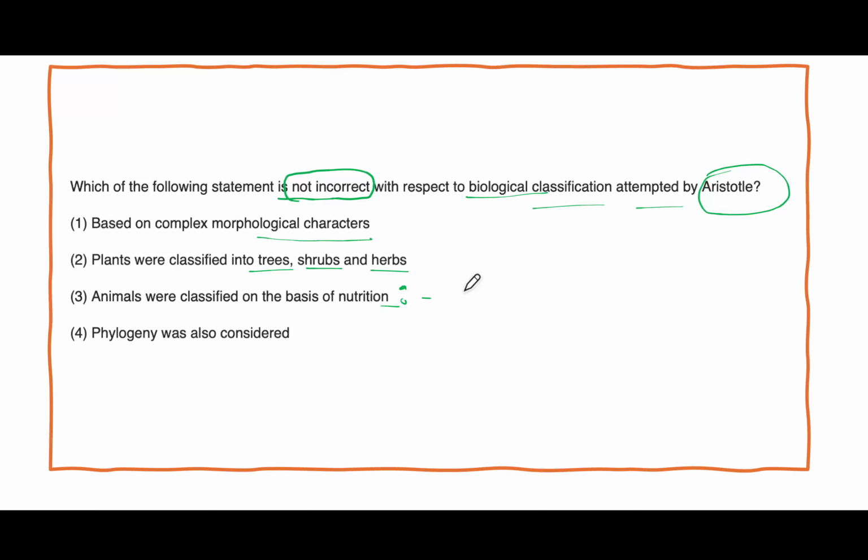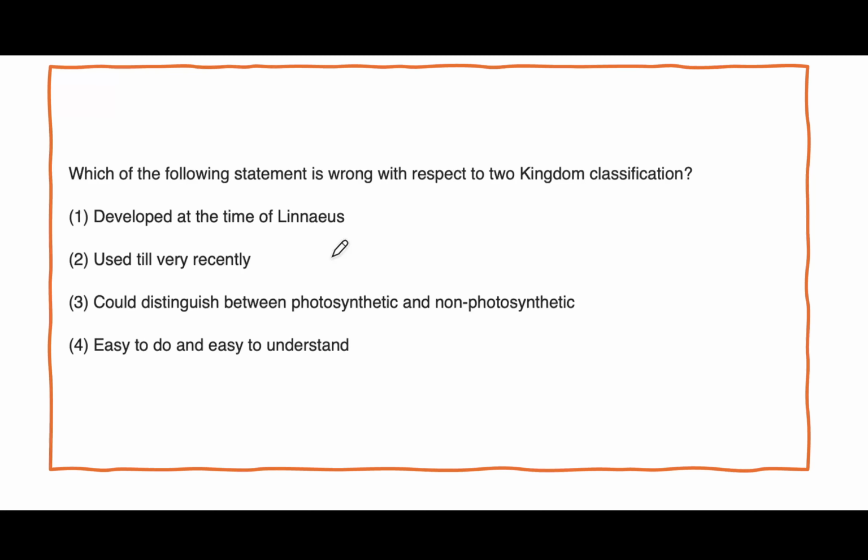So next one is whether any evolutionary relationship was considered or not, whether phylogeny was considered or not. So this is again wrong. Animals classified based on nutrition, wrong. Based on complex morphological characters, no. So obviously you already know the correct answer for this. Let's come to the next question.